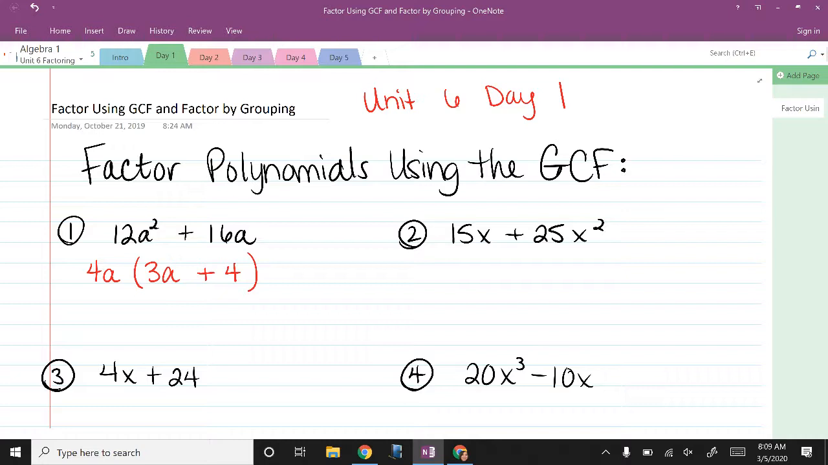Now, you got to make sure that the GCF is right here, that this is the largest number that goes into both, and the smallest variable that goes into both. So you got to get your GCF right or nothing's going to be right. And then you're just basically reverse distributing. Let's try number 2. 15x plus 25x squared.